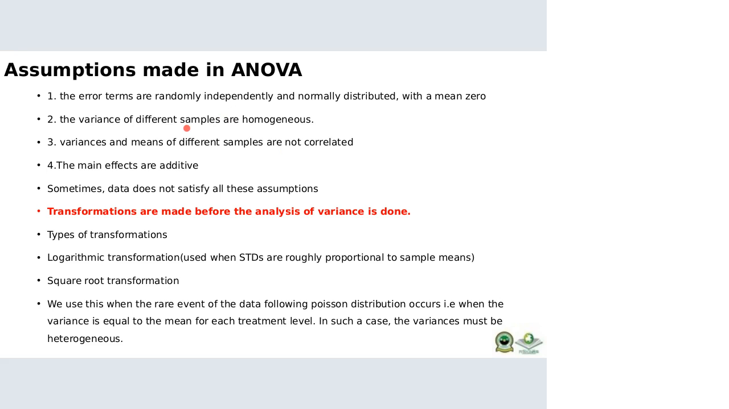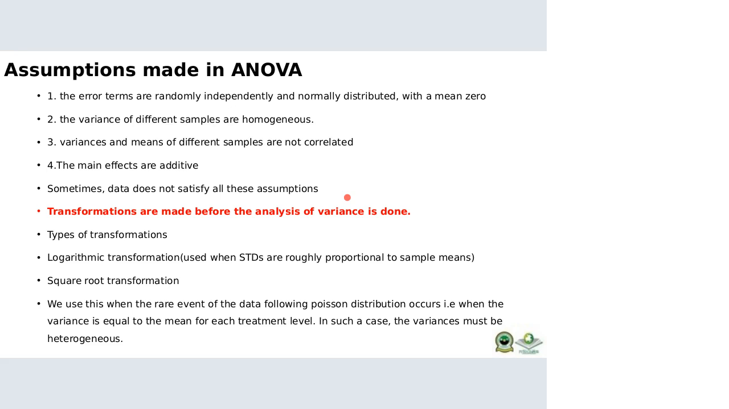Now, the variances of different samples are homogeneous. They are the same across all the samples we've collected. Whatever the variance is, it is not higher in A and lower in B, and so on. So it's homogeneous, equally distributed. Third, variances and means of different samples are not correlated. These are the assumptions upon which ANOVA theory is based.